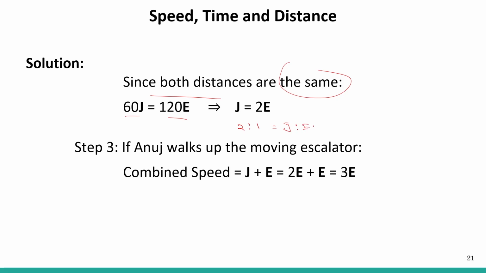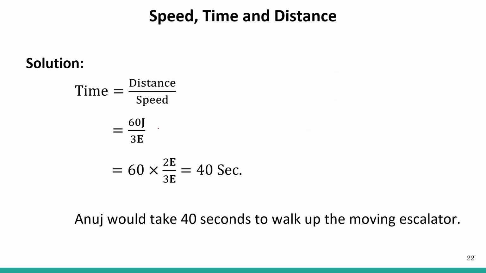Okay, so if Anuj walks up the moving escalator, the combined speed will be what? j plus e, that is 2e plus e, which is equal to 3e. So distance by speed is equal to what? 60j by 3e. So 60 into j will be 60 into 2e, and we have 3e in the denominator already. Cancelling the e's out, what we are left with is 20 into 2, which is equal to 40 seconds. So Anuj would take 40 seconds to walk up the moving escalator.